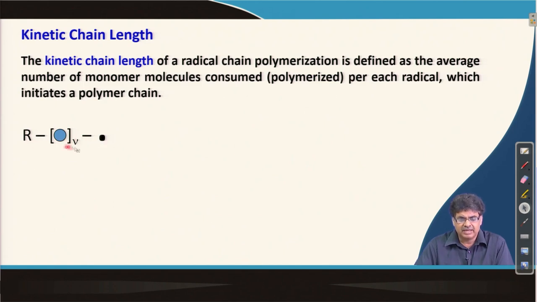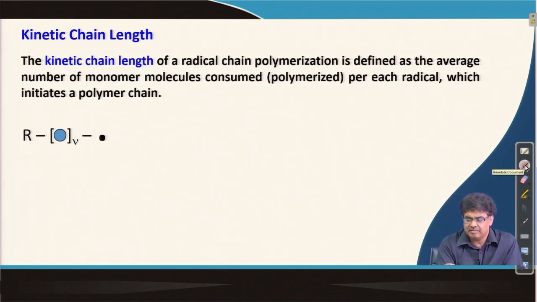So, each propagating radical is a kinetic chain, and the number of monomer molecules consumed or polymerized per R dot in this particular case is called the kinetic chain length. So, nu is the kinetic chain length for this particular propagating radical or kinetic chain. Now, let me explain a little more.